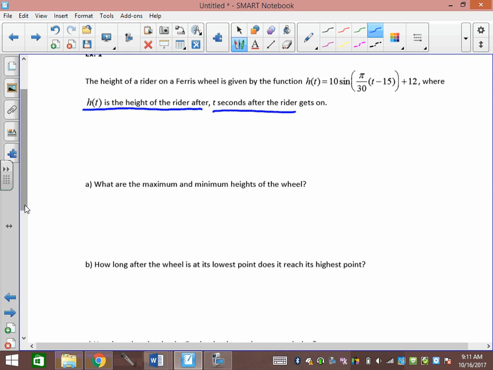D plus the amplitude gets me the max in D. Okay, so let's find out if this one goes below ground, because I guess they can. I stand corrected. Okay, so minimum is D minus the amplitude, and maximum is D plus the amplitude.